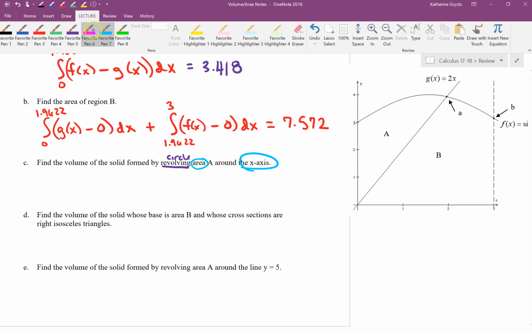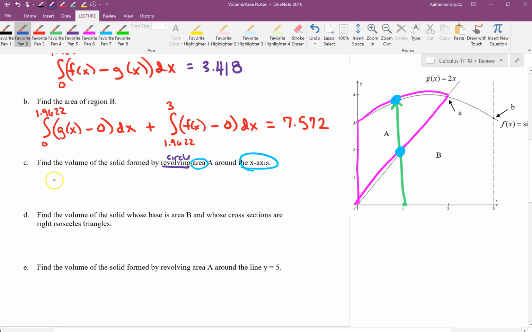So this says take area A, which is here, and we're going to go around the x-axis. So what we do is we start on the x-axis because that's going to be our middle, and we're going to draw out through area A and figure out whether we have 1 or 2 curves. So you have 2 lines that hit the radii and that belong to area A.